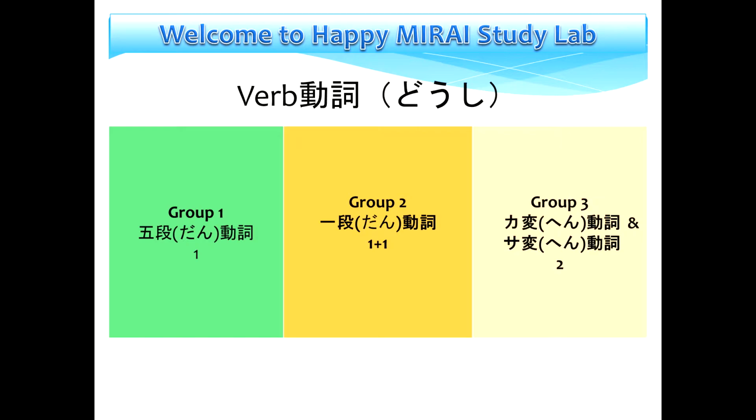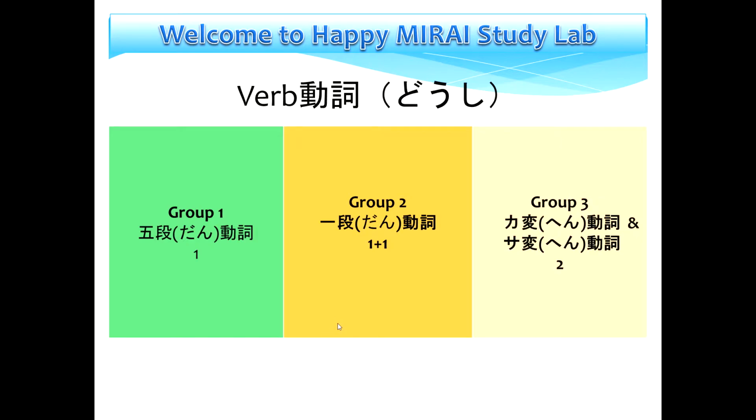When I say 4 groups, group 1 is Godan Doshi. Group 2 refers to the Ichidan Doshi. Group 3 refers to the Kahen Doshi and Sahen Doshi. Those are the 4. So what is number 5? Number 5 is under group 2. Ichidan Doshi can be separated into 2 groups. So it depends on what kind of textbook you're referring to.